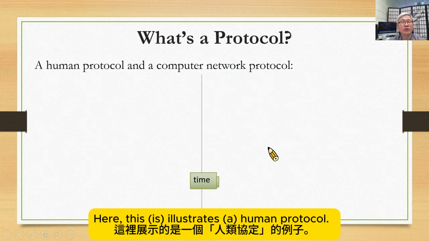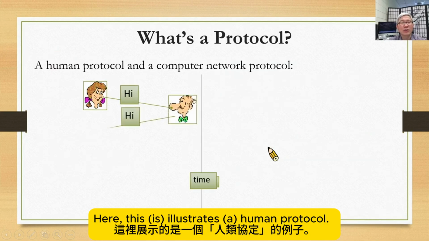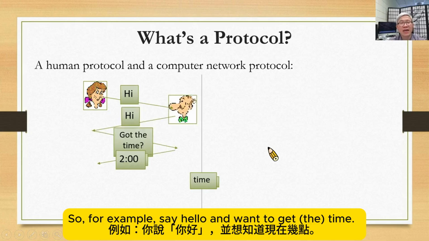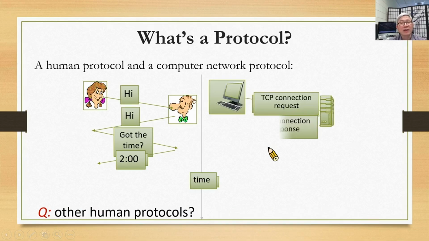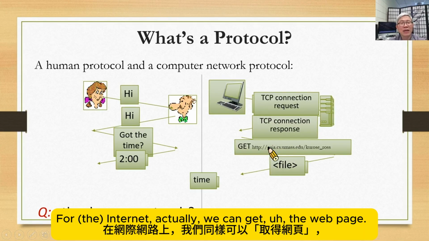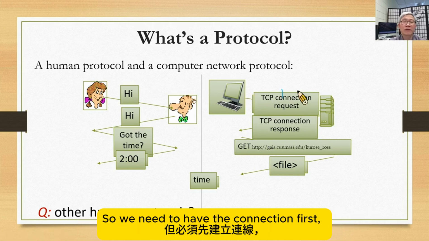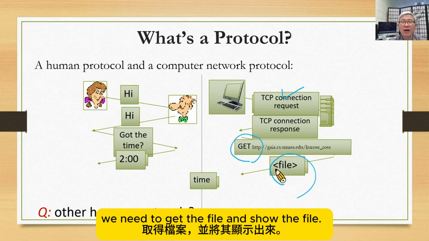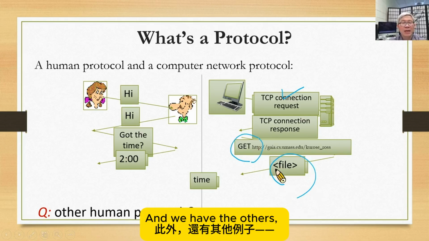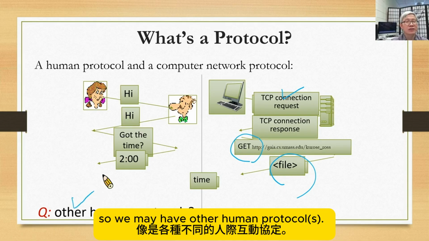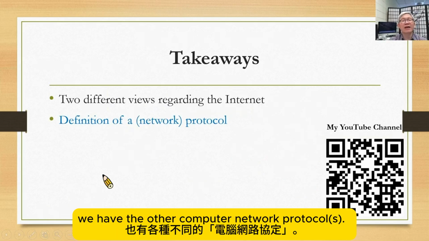Here, this is to illustrate a human protocol. So, for example, say hello and want to get the time. So, get the time, and then you need to answer the time. For the internet, actually, we can get a web page. So, we need to have the connection first, and then later we need to get the file and show the file. And we have the others. So we may have other human protocols, and of course we have other computer network protocols.